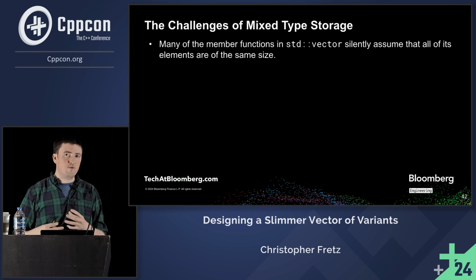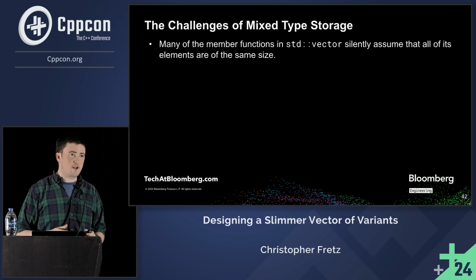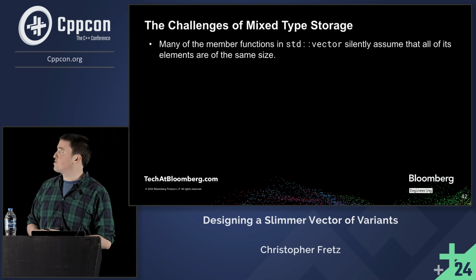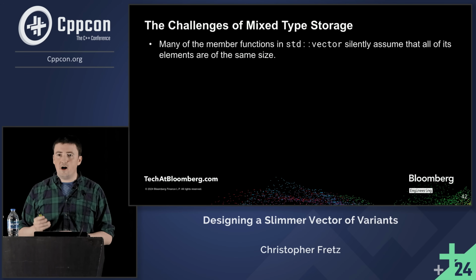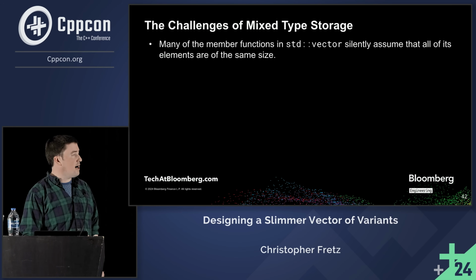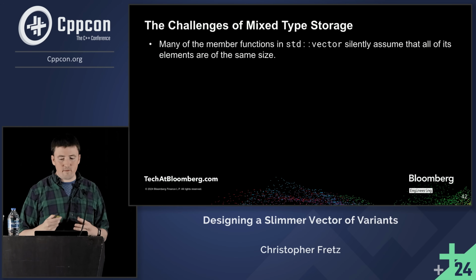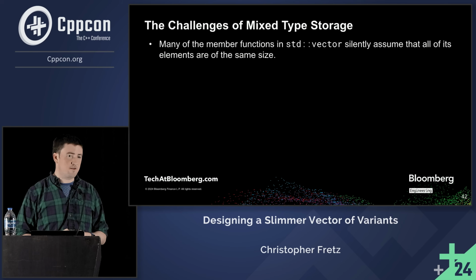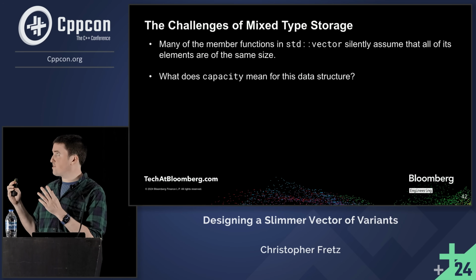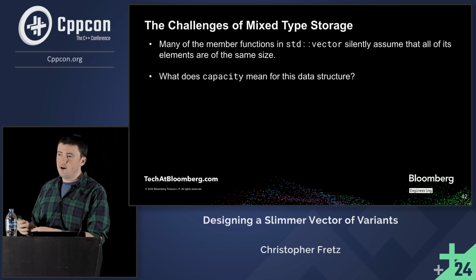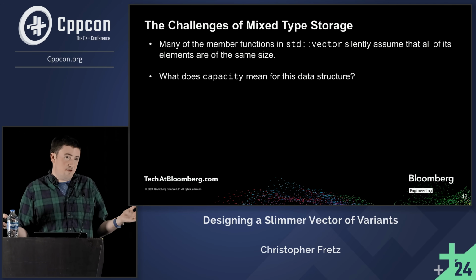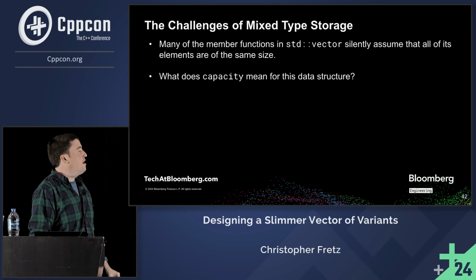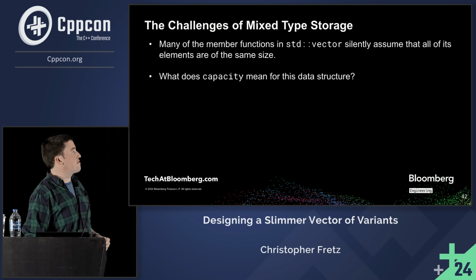So the original idea with this data structure when I was putting this together is that I wanted to, insofar as I possibly could, model this as a drop-in replacement for standard vector. Where you start running into interesting problems, though, is that a lot of member functions in standard vector silently assume that all of its elements are the same size. So, for instance, what does capacity mean for this data structure? Because, literally, what does it mean? Capacity of what? What type do you mean? And so that is kind of a difficult problem.